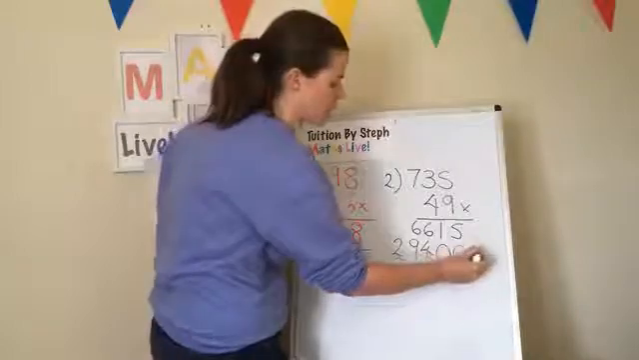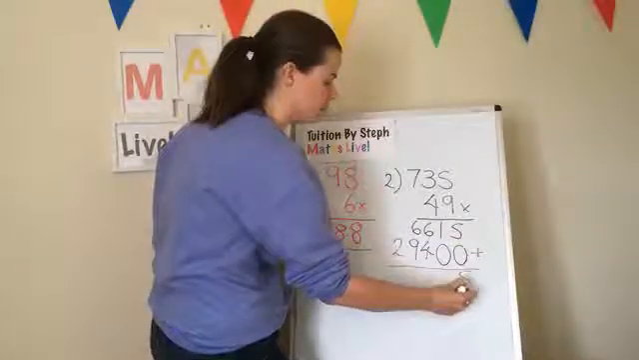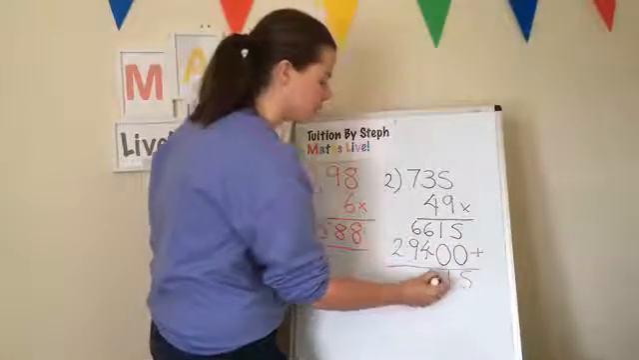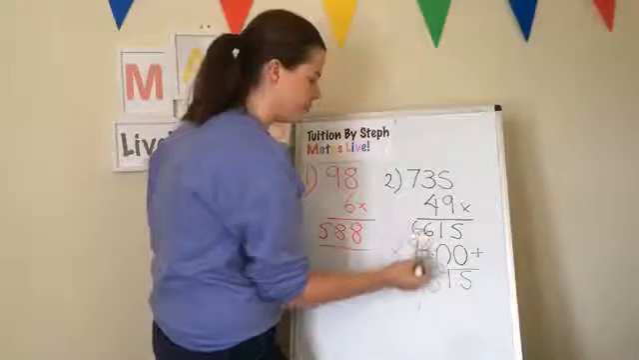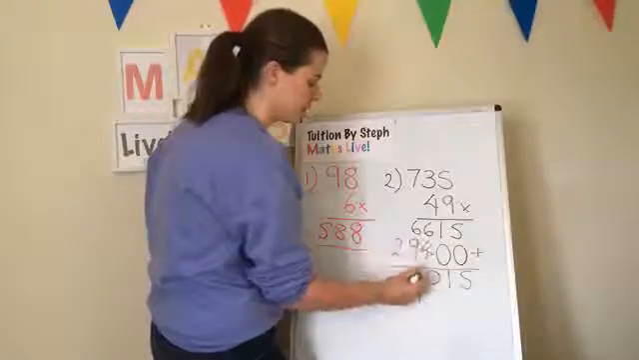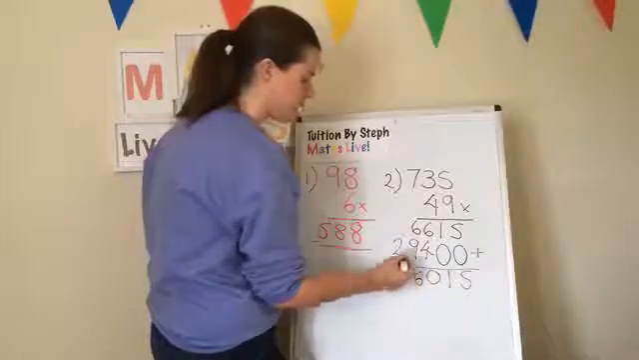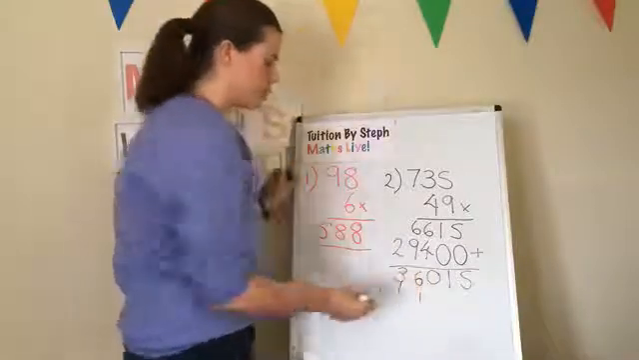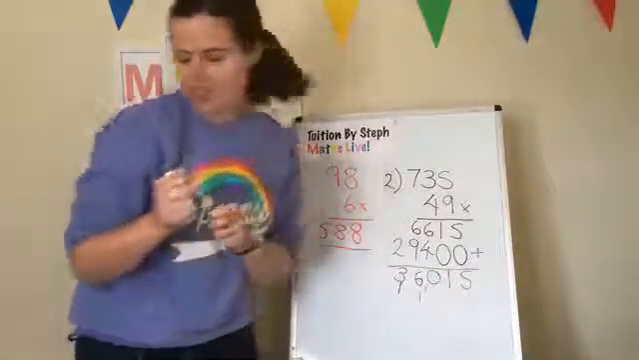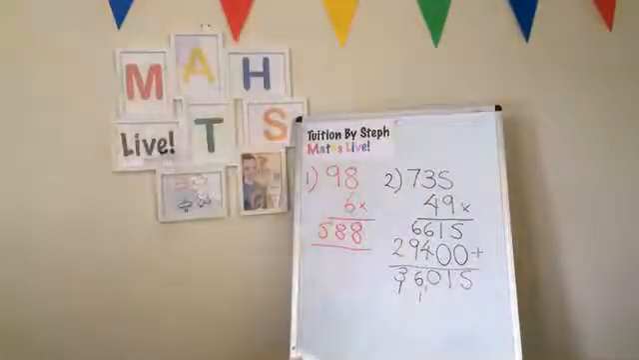And then we add it all together. So 5, 1, 10, 9, so that's 16, 3. So 36,015. Let's have a look.